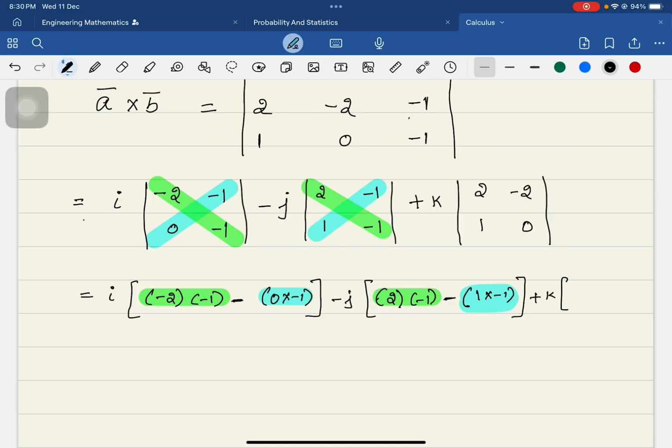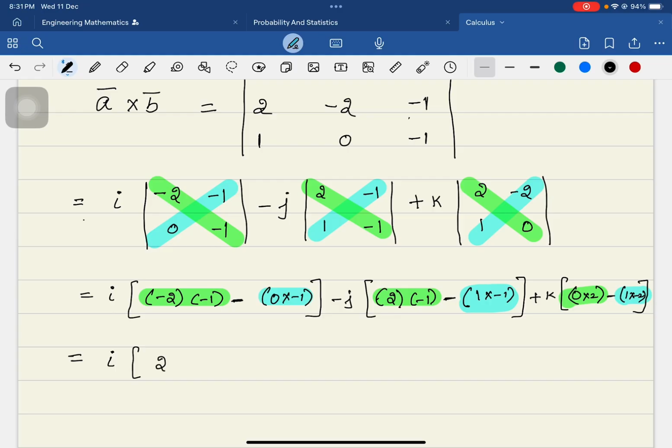What is the k component? It is 2 times 0. 2 times 0 is 0, and then you have minus 2 times minus 1. So that is 0 into 2, minus 1 into minus 2. So 1 into minus 2 is this value, and 0 into 2 means this value. I hope you could understand well. Now this is the procedure to find the cross product.